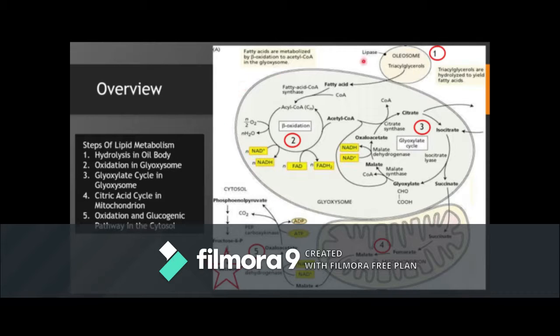As an overview, the lipid metabolism process starts off in the oil body where the hydrolysis takes place. Then the fatty acid goes into the glyoxysome for oxidation and continues into the glyoxylate cycle. The next step is going into the mitochondrion for the citric acid cycle, and it finally leaves the mitochondrion for more oxidation and the gluconeogenic pathway in the cytosol.